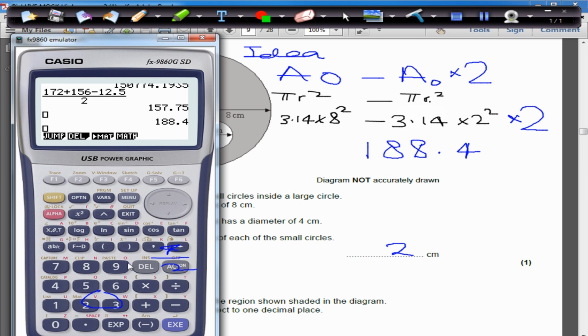Okay, right. So we got 3.14 multiplied by 8 squared, take away 3.14 times by 2 squared, and then times by 2, because there's 2 of those circles. And that gives 105.84, which is the correct answer, folks.